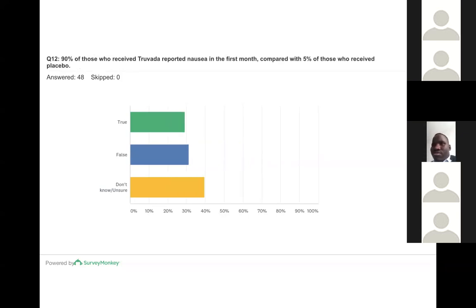So this is about side effects with nausea. 90% of those who received Truvada reported nausea in the first month, compared with 5% of those who received placebo. This is kind of meant to be a trick question because it says 90%, whereas the level of reported nausea was only 9%. So this is certainly false because only 9% reported nausea in the first month. And then after that, those symptoms went away.